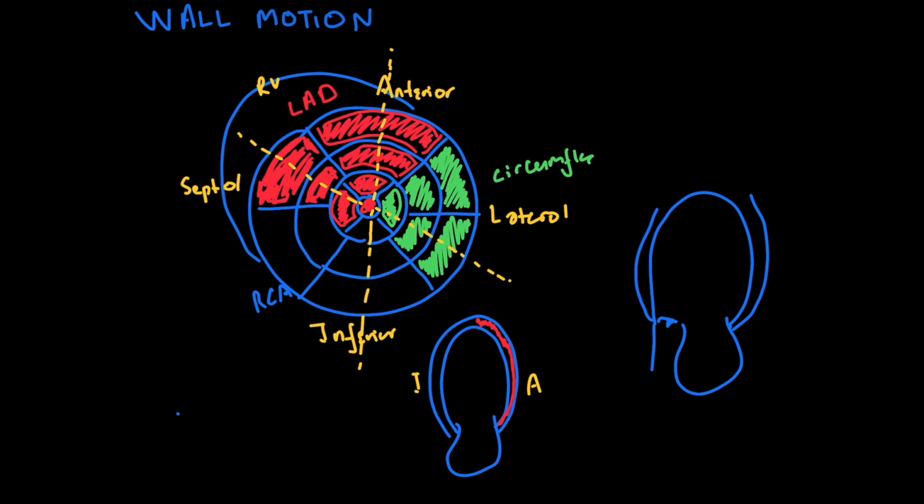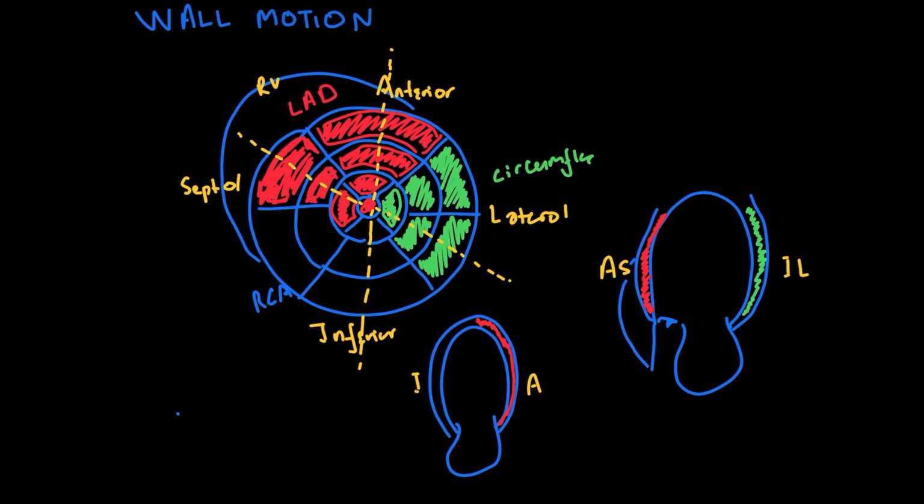And which walls are we dealing with here? Well, this over here is the inferolateral, which is supplied by the circumflex. And over here we have our anteroseptal wall, which is supplied by the LAD. And I forgot to draw, let me add in our RV would be somewhere right back there.